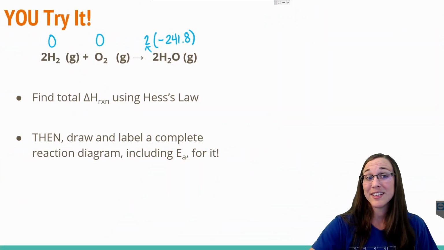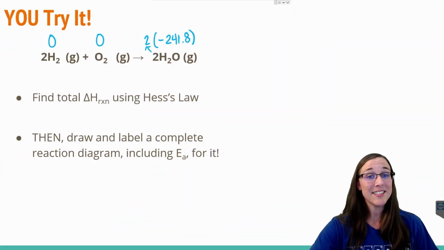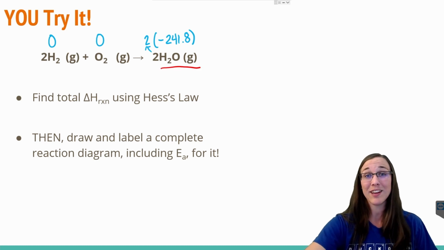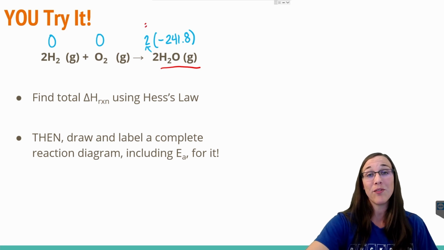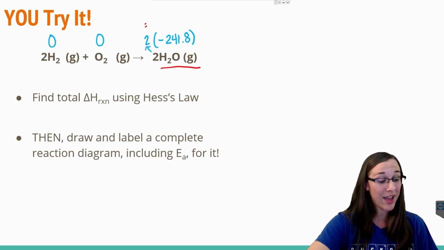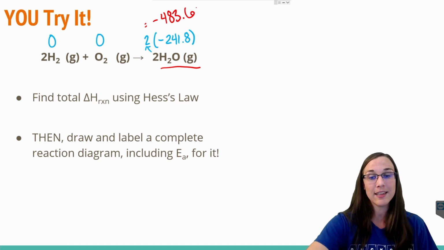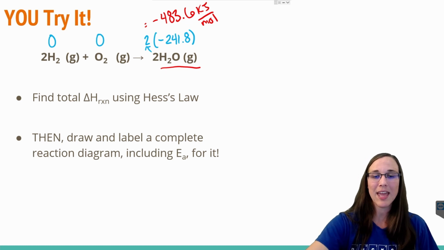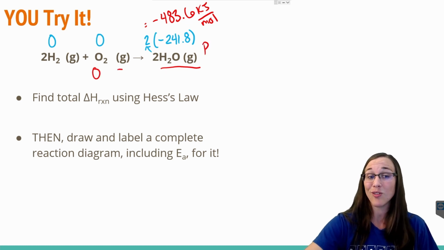If you calculated the delta H of the reaction using Hess's law, you would have taken the value for water in its gaseous state, negative 241.8, and multiplied that by 2 to give you a final delta H of reaction value of negative 483.6 kilojoules per mole. Products minus reactants means that we have the product side minus the reactant side, which is already 0.